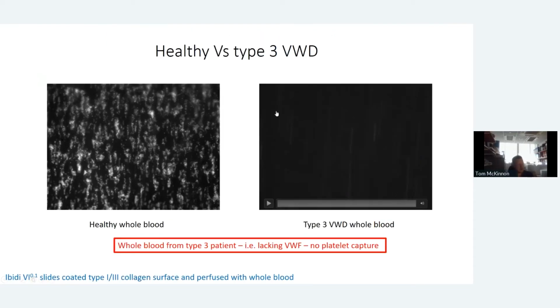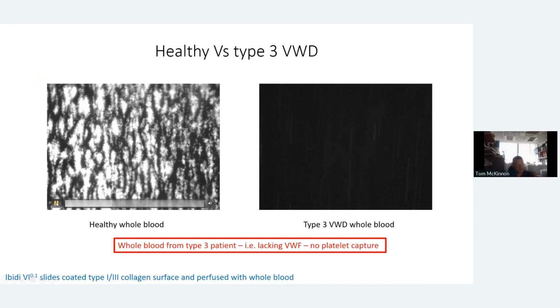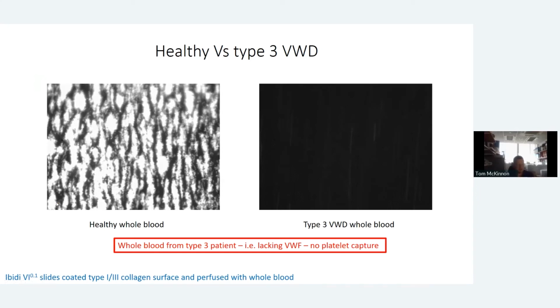So just to highlight what happens in type 3 VWD, and just to really show you that the system is highly dependent on the presence of the VWF protein. Once again, this is an ibidi μ-Slide VI 0.1 slide. We have our collagen surface, and we're passing over whole blood. So again, you can see the buildup of these platelet–von Willebrand factor thrombi.